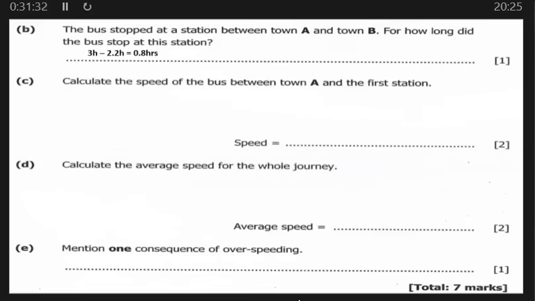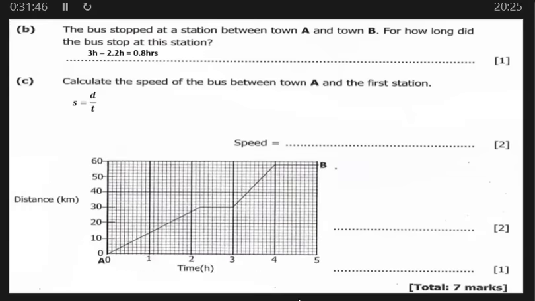Question C says, calculate the speed of the bus between town A and the first station. So let's go back to the graph. We should know that speed is equal to distance over time. When we come back to the graph, we are told to calculate the speed of the bus between town A and the first station. So town A and the station are here, and they want the speed here. So what we are going to do is to use our formula. Speed is equal to distance over time.